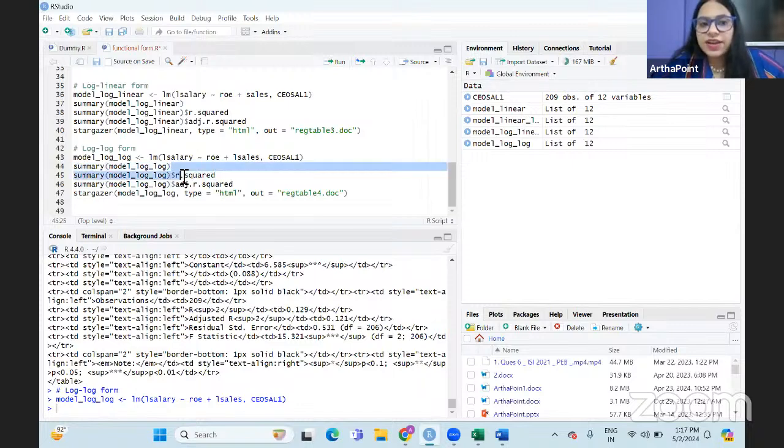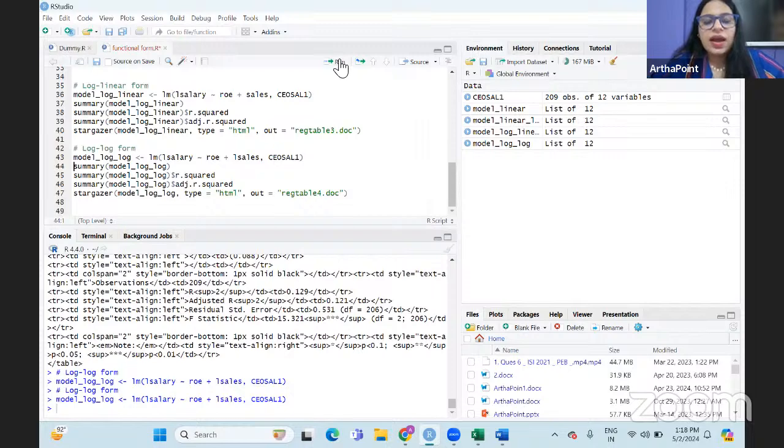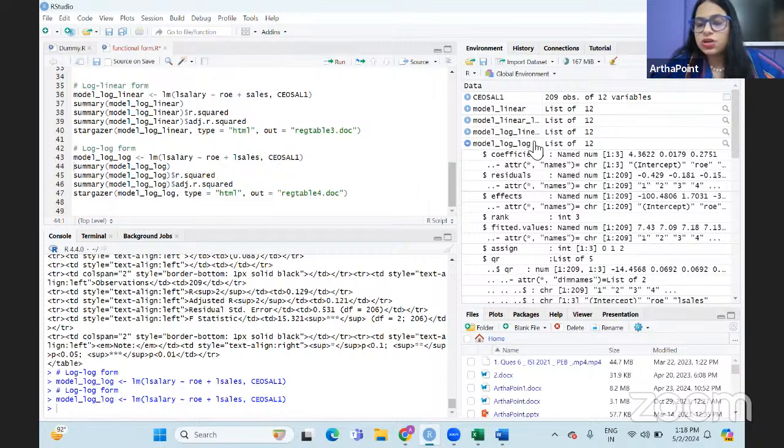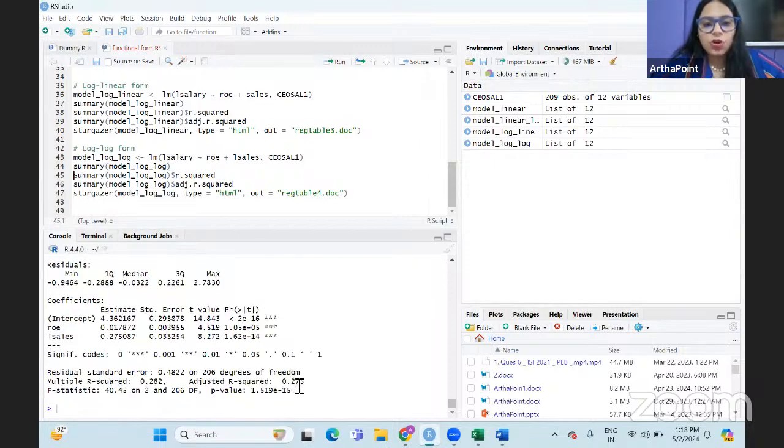From that summary, I am finding the value of R square, the value of adjusted R square, and finding this entire result in the doc format. So let's see this, beta. Here I have run this regression. The regression has run, log salary on ROE and log sales. After running this regression, you see that this model has been created, which is called model_log_log. Now I am generating a summary of this regression model. This is the summary of this model.